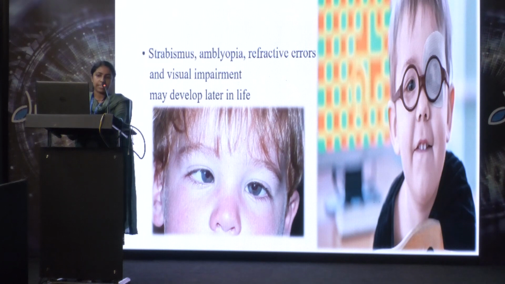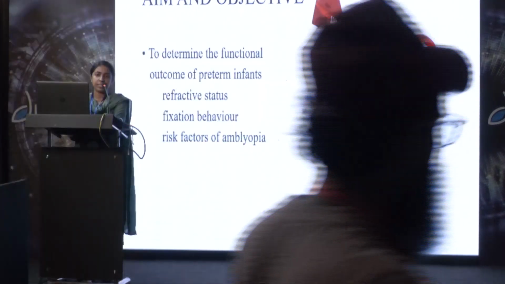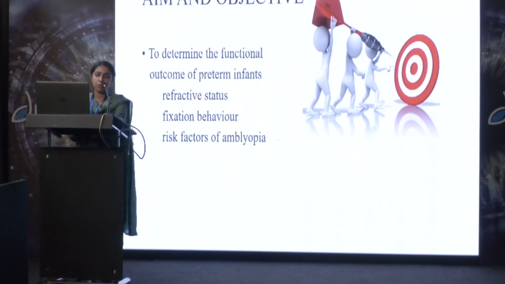While later in their life, strabismus, amblyopia, refractive errors, and visual impairment came into play. So the aim of my study was to determine the functional outcome of preterm infants based on their refractive status, fixation behavior, and also to analyze the risk factors for amblyopia.